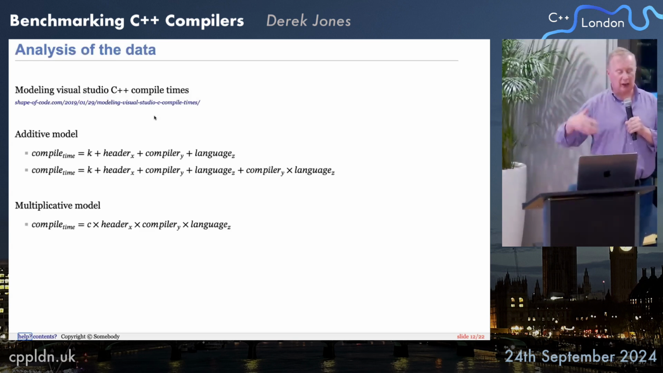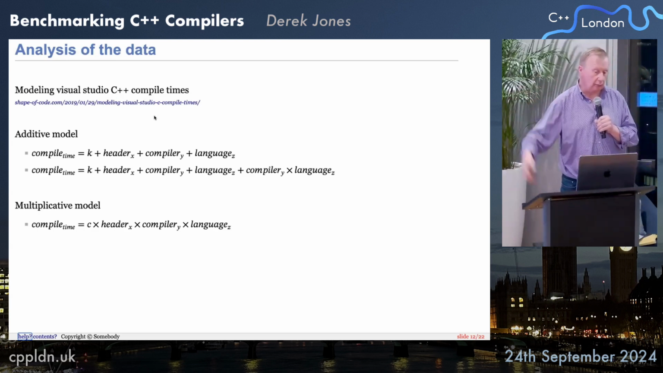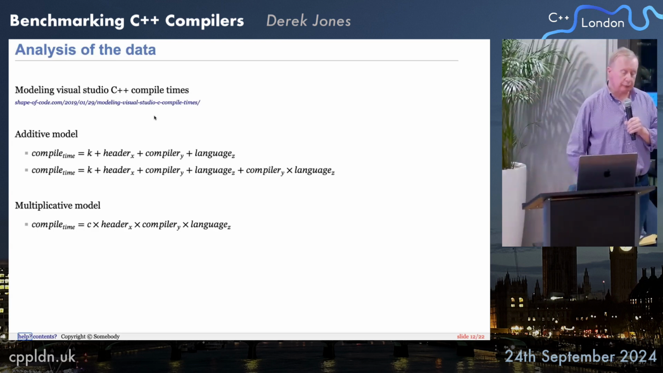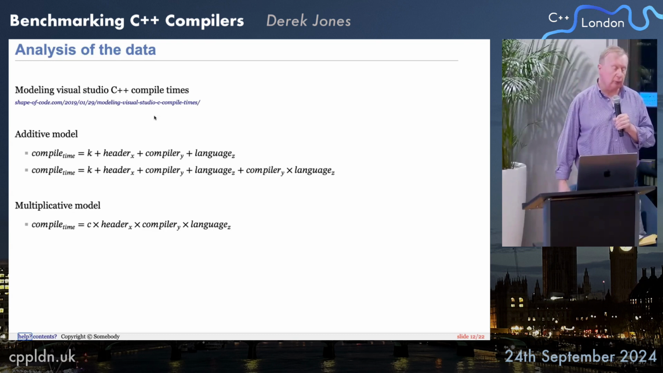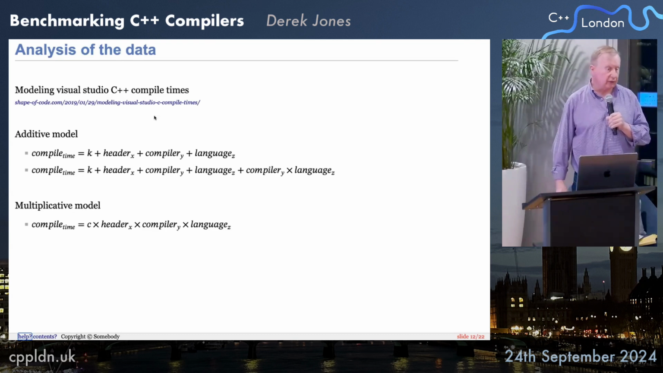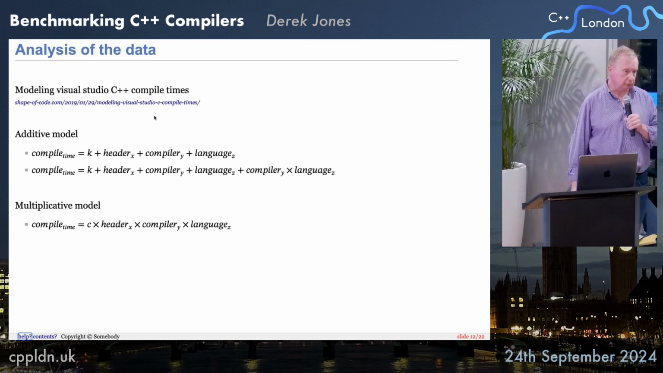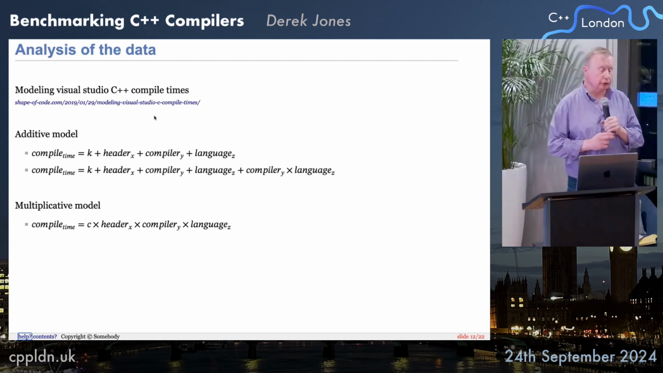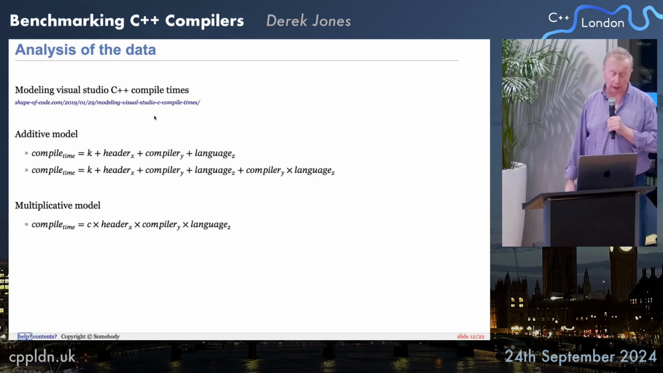And then the compiler might add a bit in, and then the version of the standard might make a contribution. So that would be one way of modeling it. The other way is a multiplicative model. You would say, well, there's a constant, a base rate, and a header modifies that by some fraction, and different compilers modify the base rate by some fraction, and the language modifies it by some fraction. So there are two ways of modeling compile time.